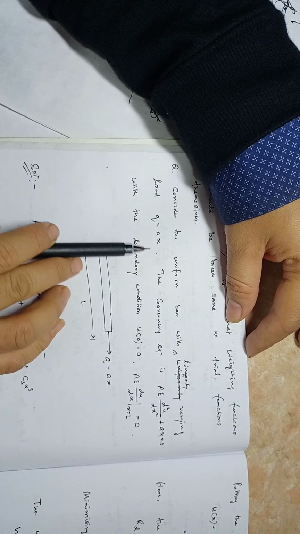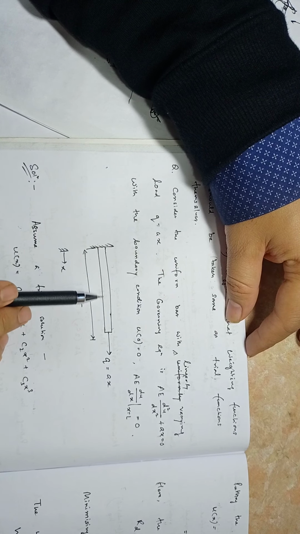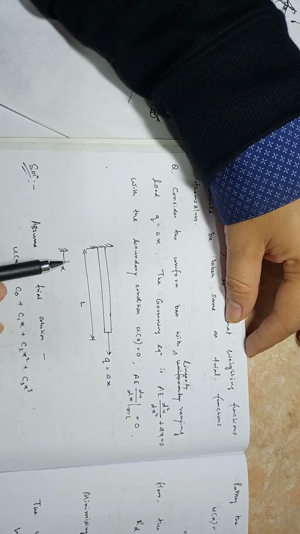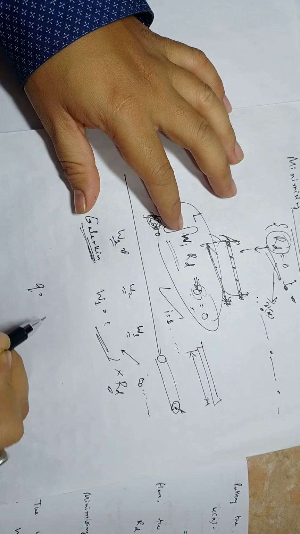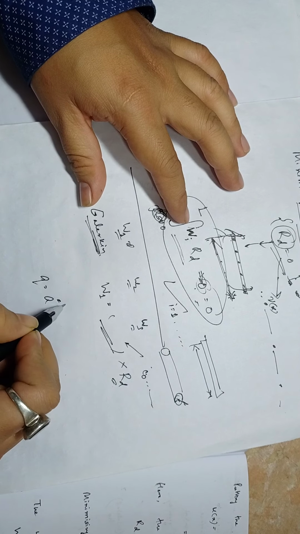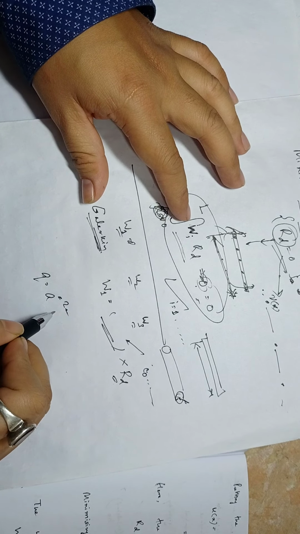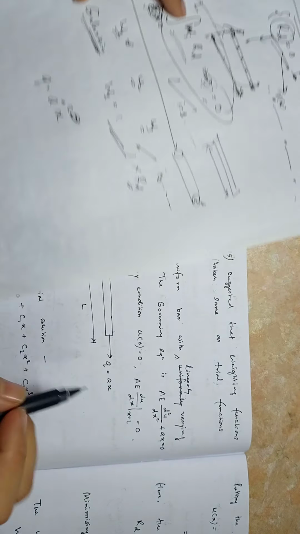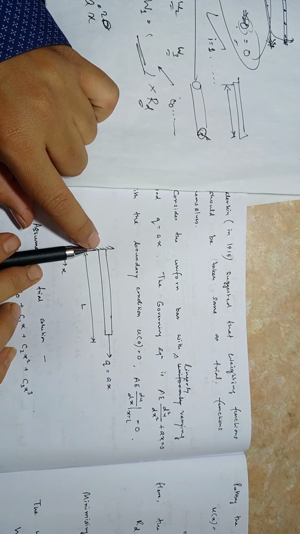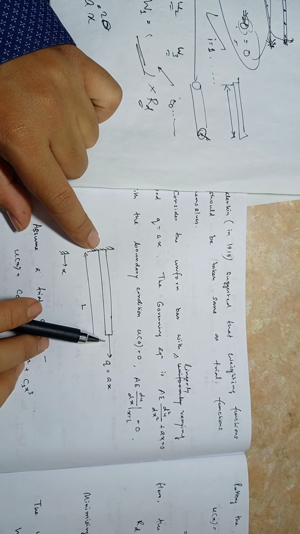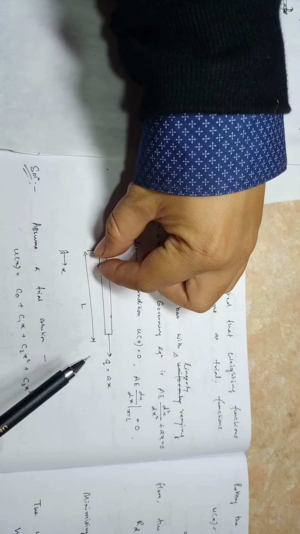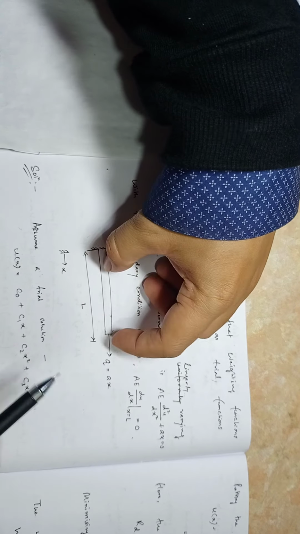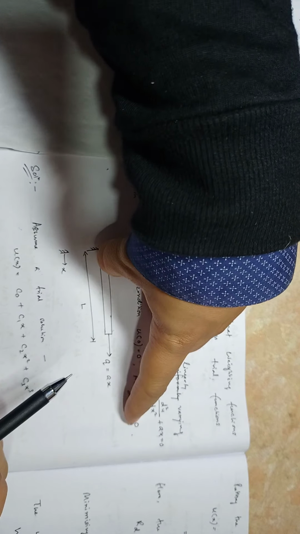This is varying with x, so q is not constant here. q is the load, and A is any value, A may be 2, 3, 4, multiplied by x. So when x is equal to 0, the load is 0. When x is equal to L, the load will be maximum. In between, the load is increasing. So we are pulling the whole thing with a gradually varying load.